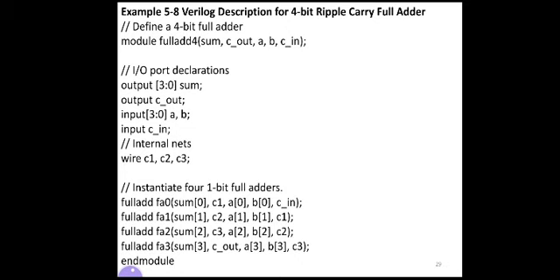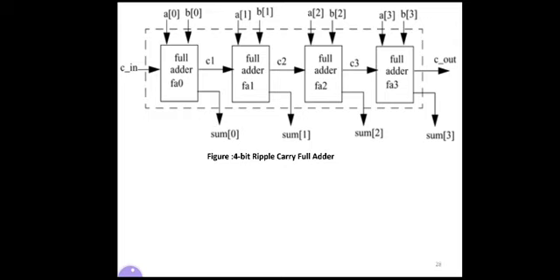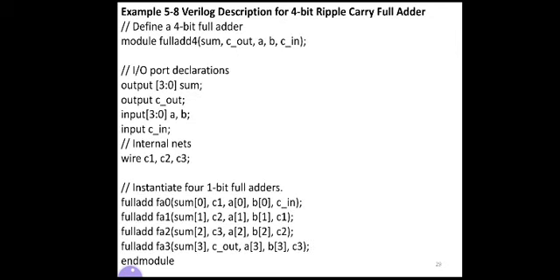Sum of 0, C1, A of 0, B of 0, Cin. So this is the instantiation of a full adder FA0. Then FA1. Observe FA1. For FA1, the inputs are A1, B1, C1, and sum of 1 and C2 are the outputs. So full adder FA1: sum of 1, C2, A of 1, B of 1 and C1. So this is the instantiation part.